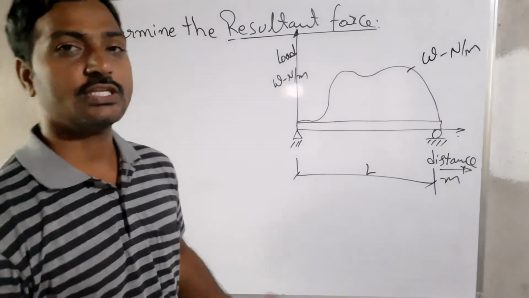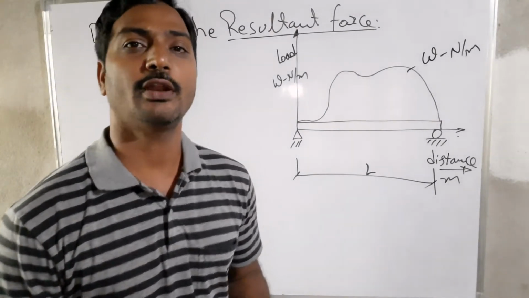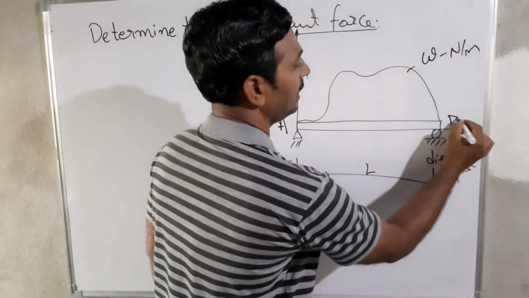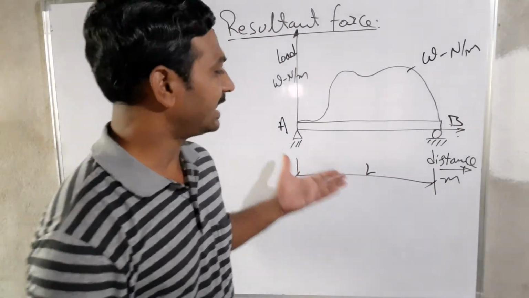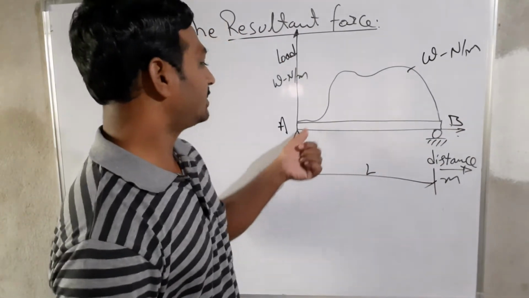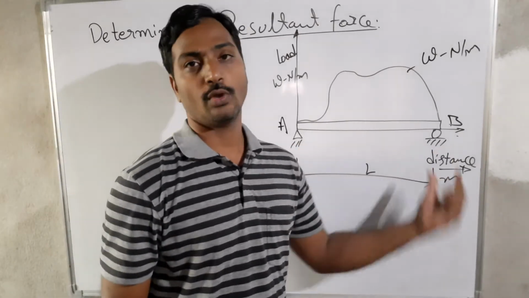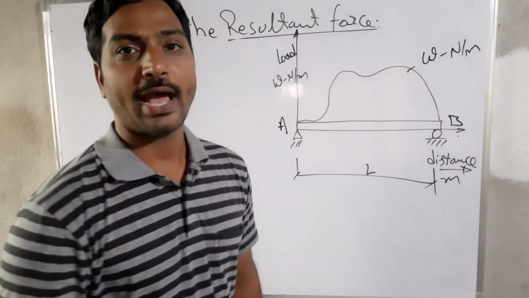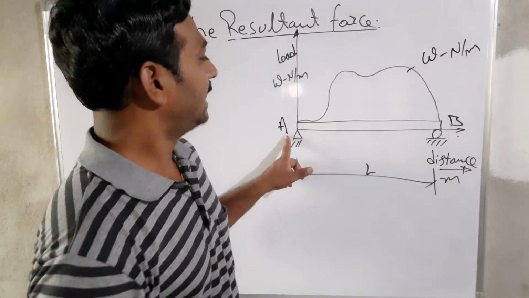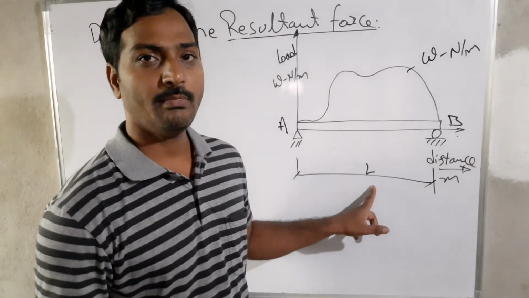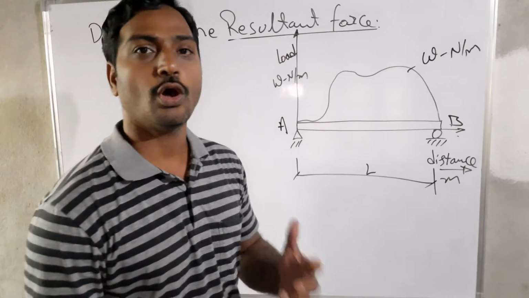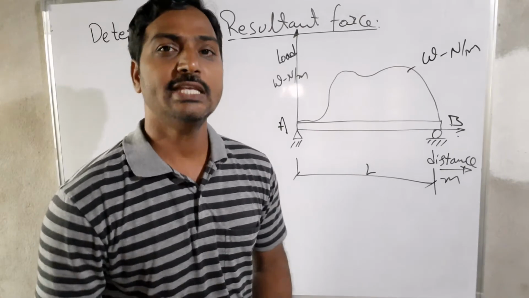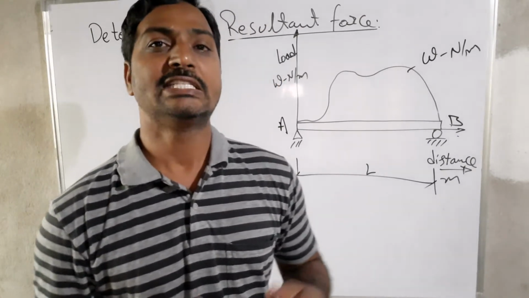For this one, I have taken an arbitrarily shaped distributed load acting on a beam. I am naming the ends A and B, and the beam spans a length of L. At the same time, it is supported on a pin and a roller. This is a uniformly varying load I have taken for simplification. The x-axis represents the length of the beam, and the y-axis represents the load on the beam, in terms of Newton per meter.